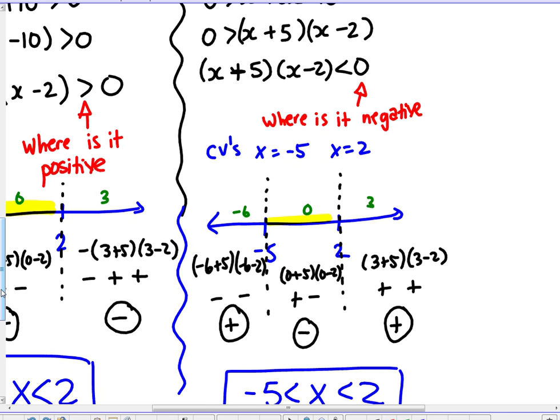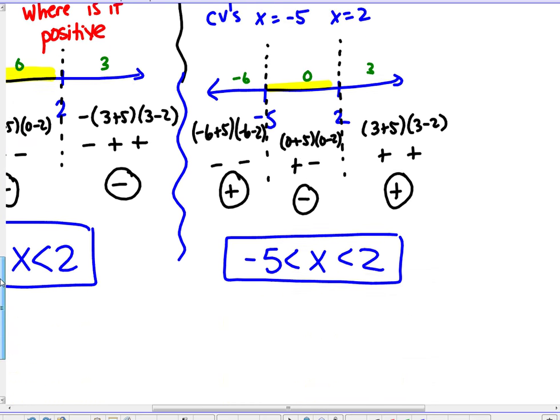And then any number above 2, I chose 3. I like to keep my number small. 3 plus 5 is a positive. 3 minus 2 is a positive. 2 positives is a positive. We want, where is it negative? And so it's negative between -5 and 2.